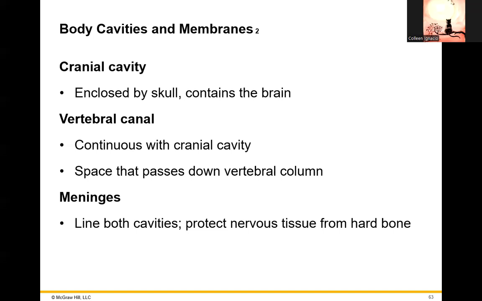And you may have heard of meningitis before, right? Whenever you see itis, think inflammation. Meningitis is an infection or inflammation of the meninges. And that's a pretty serious condition, a life-threatening and usually highly contagious condition.